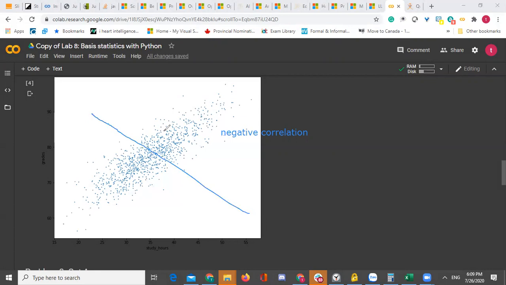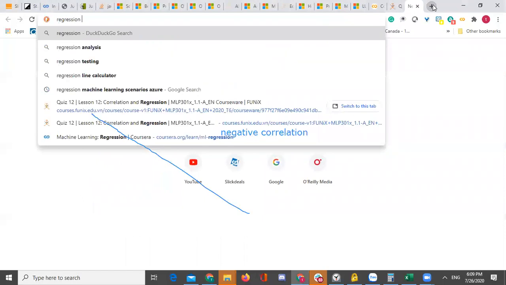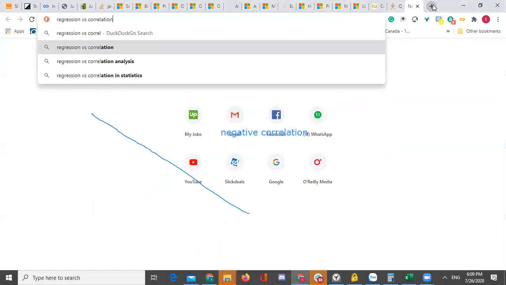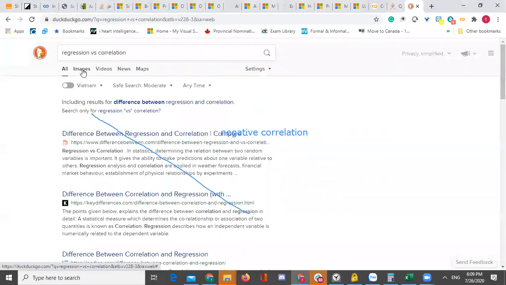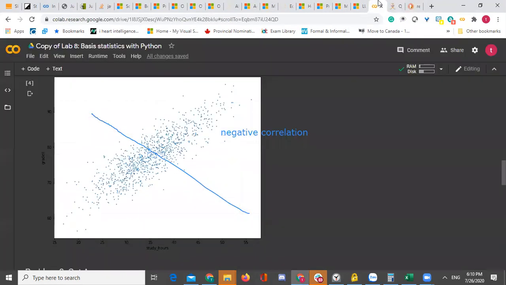Okay, I'm not sure I get it. Let me see if I can get the picture on my regression. Okay, oh, it looks the same. Oh, regression is the line. Yeah. Oh, okay, and correlation is just the dots. Just the data, yeah. Oh, okay, I see.